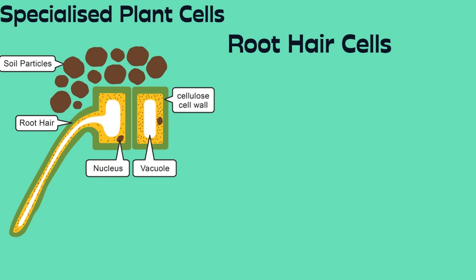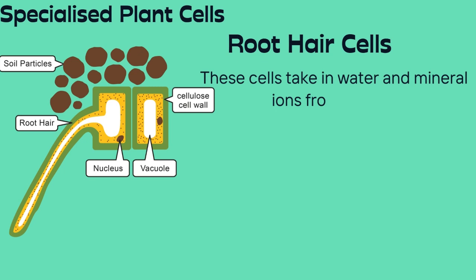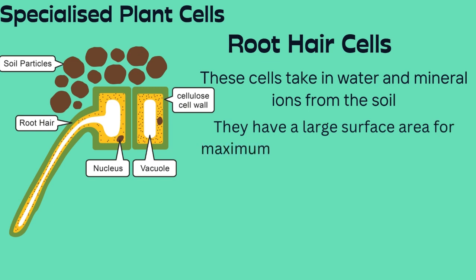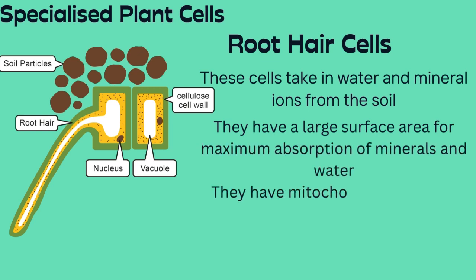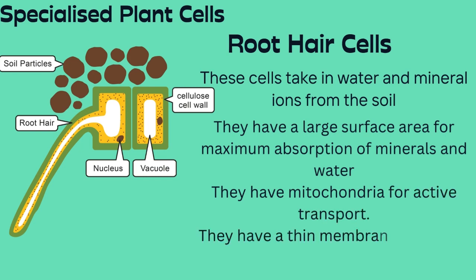Plant specialized cell 1, root hair cells. These cells take in water and minerals from the soil. They have a large surface area for maximum absorption of minerals and water. They have mitochondria for active transport, which we'll cover in a later video, and they have a thin membrane to reduce the diffusion distance.